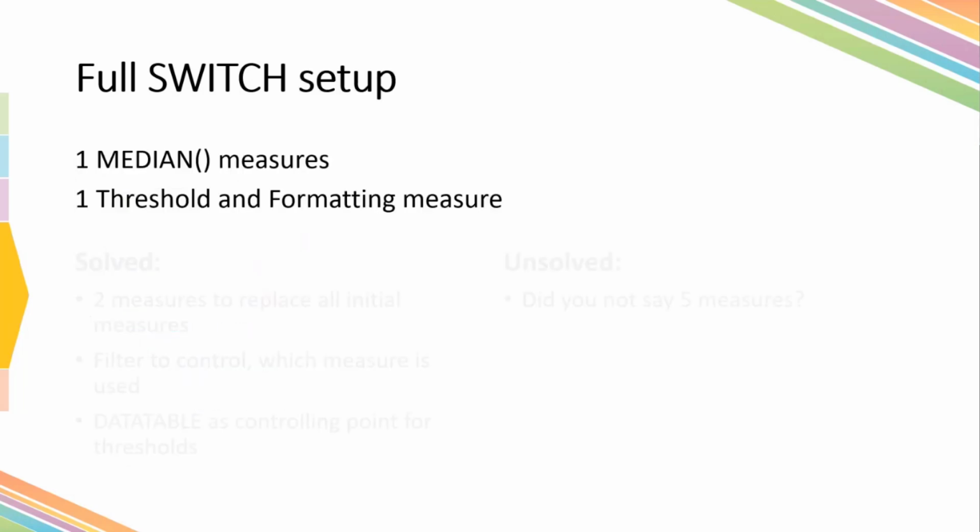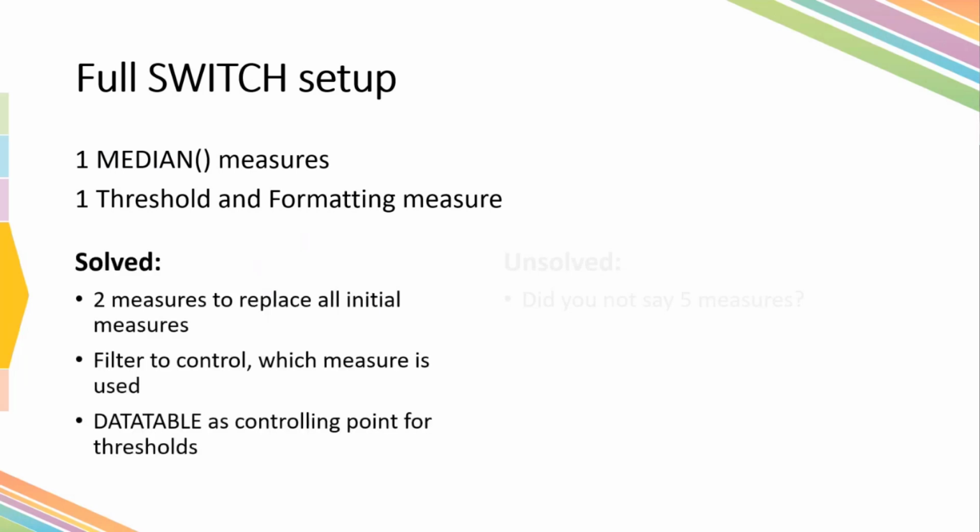Now with this, I solved that I have just one measure for the median and one threshold and formatting measure. So I compressed all of these 37 measures into 2 to replace everything else. And I use the filters to control which measures are being used, and I use the data table as a controlling point for threshold.